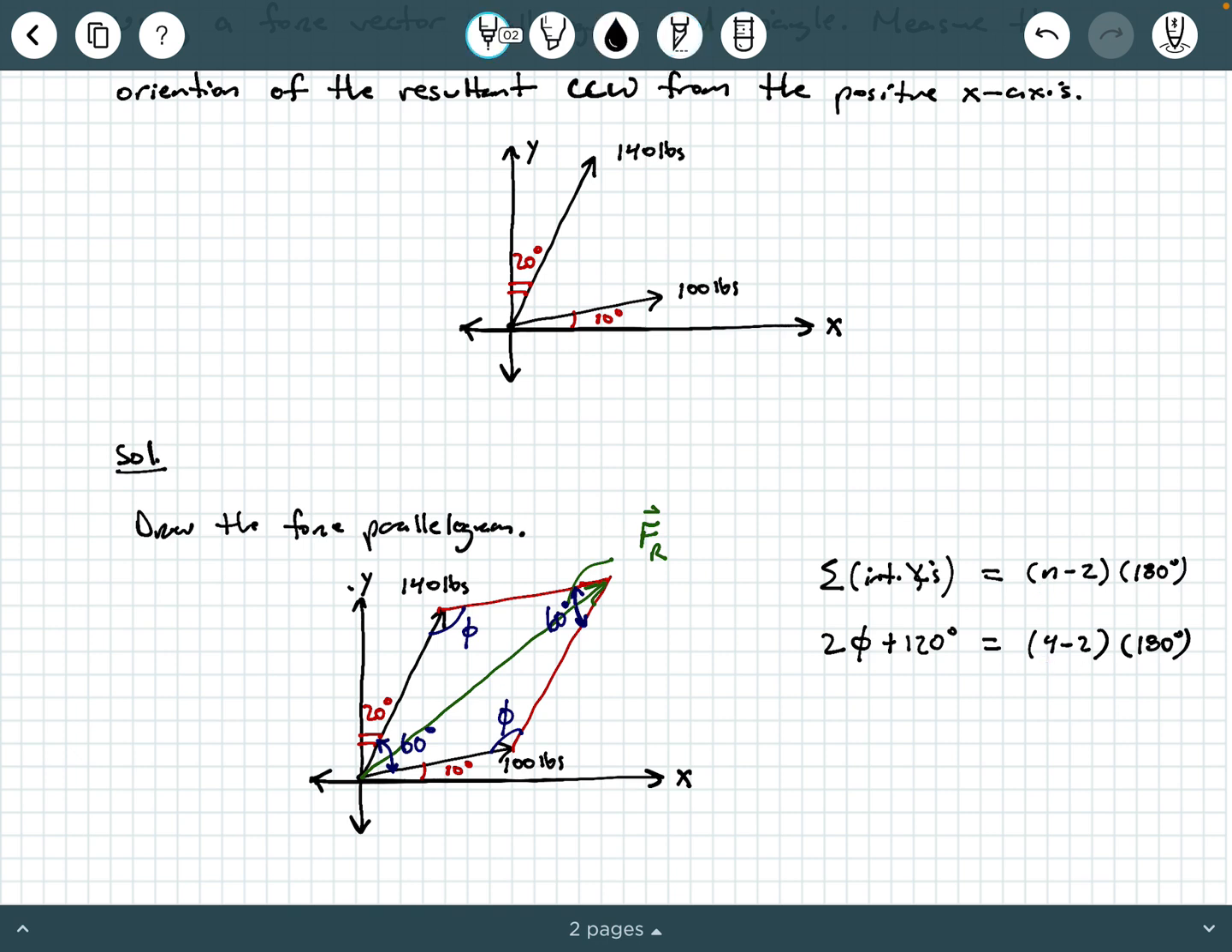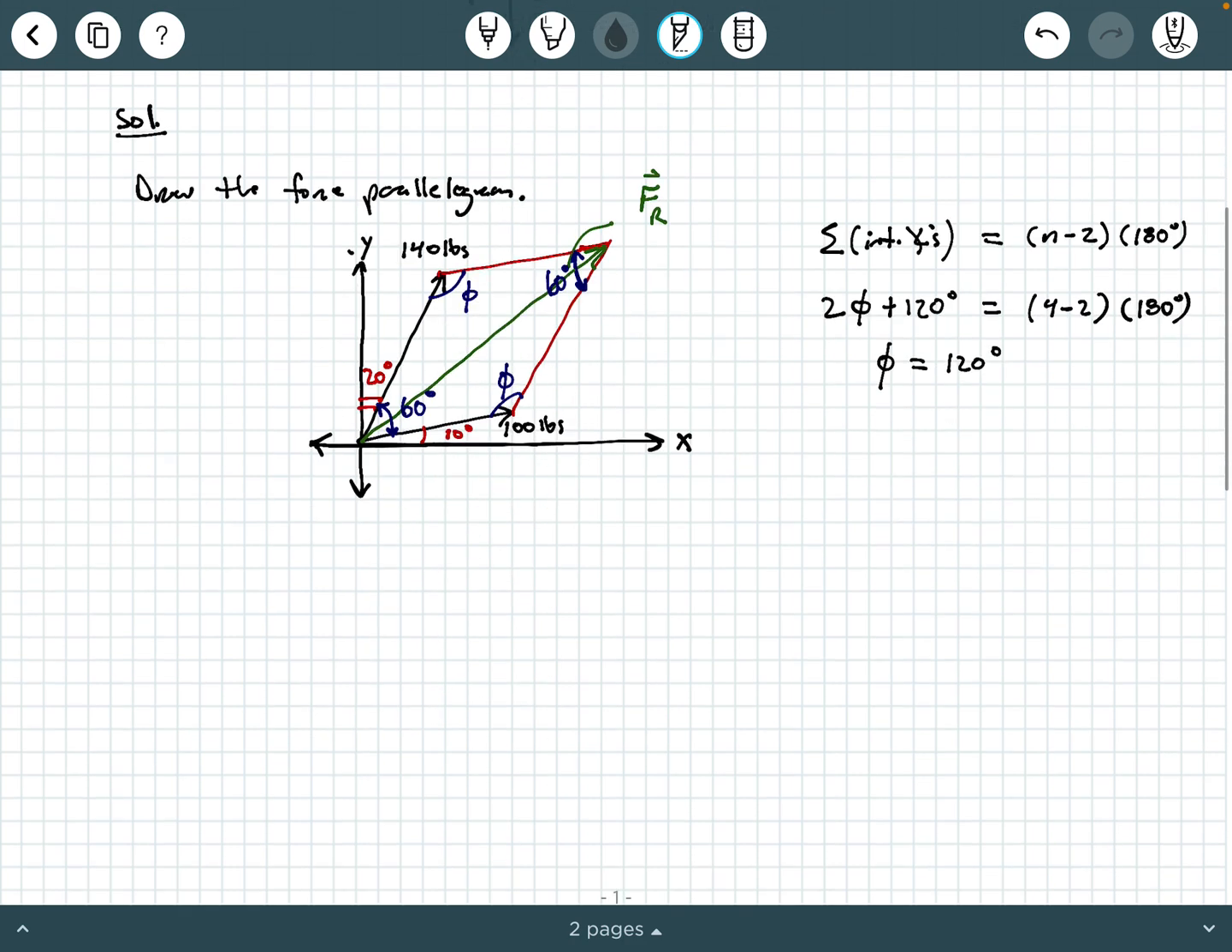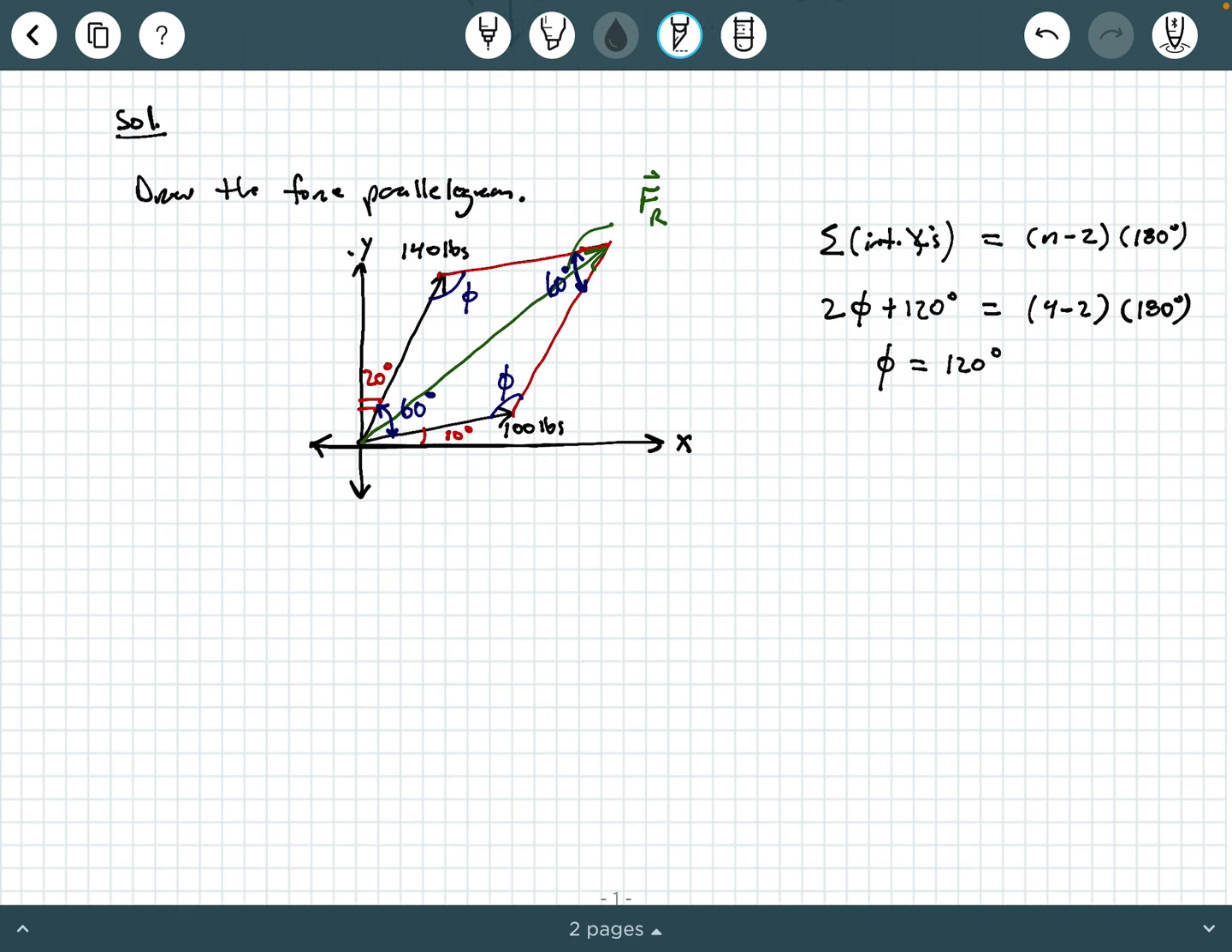I do a little rearranging, and I can get phi equals 120 degrees. That's important because when I peel out one of these two triangles, I'm going to need that interior angle phi. So let's go ahead and do that. Remember, we can look at either one of these triangles. I'm going to peel out and look at this lower triangle.